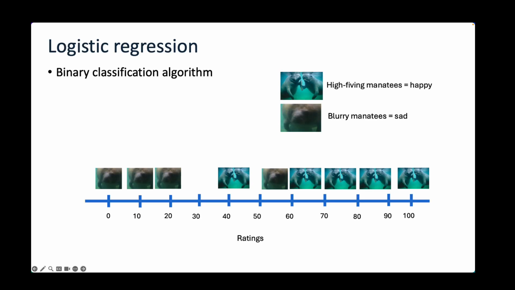Logistic regression is a binary classification algorithm. So it's a yes or no, a 1 or 2, happy or sad, go or stop, sick or well, on and off, and so on.